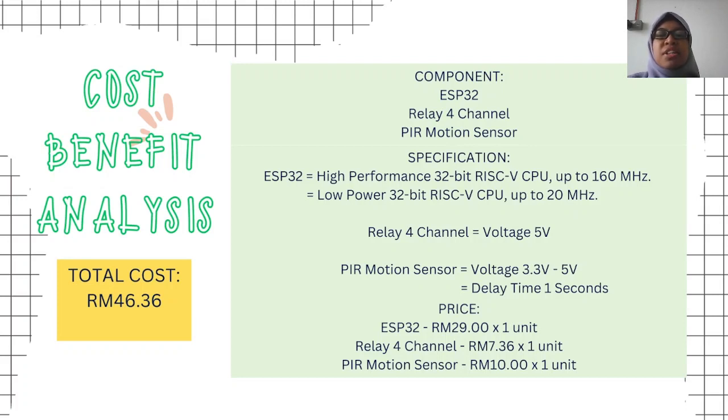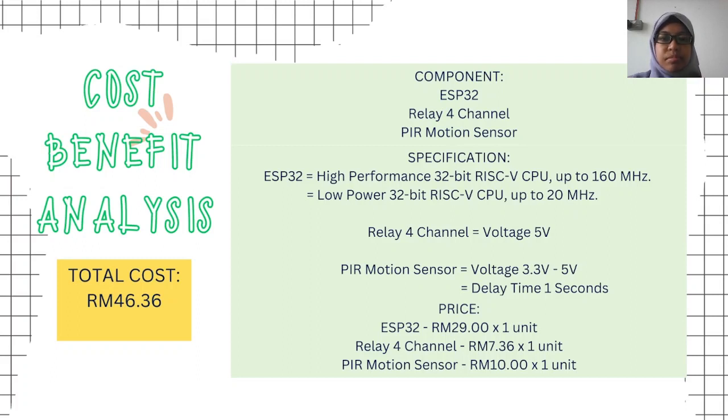For the specification, the ESP32 has a high performance 32-bit RISC-V CPU that runs up to 160 MHz, and a low power 32-bit RISC-V CPU that runs up to 20 MHz. For the relay channel, the voltage is 5 volt, and for the basic infrared sensor, the voltage is 3.3 to 5 volt, with data in 1 second.